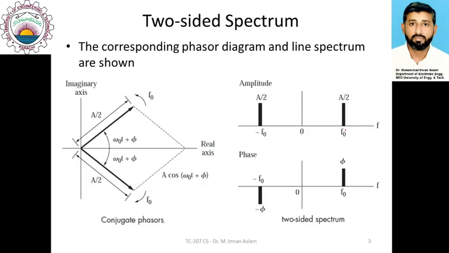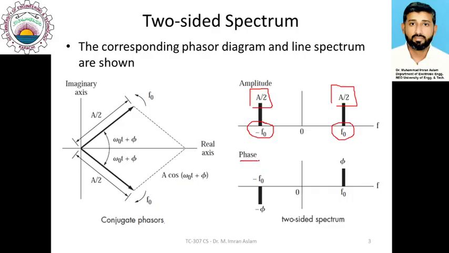The amplitude spectrum would have two frequencies. One is f0, which is the positive component, and second is minus f0, and both of them have equal amplitudes, which is actually half of the original amplitude. So the amplitude is equally divided, and you can see that it exhibits even symmetry here. So around 0 you would see an even symmetry.